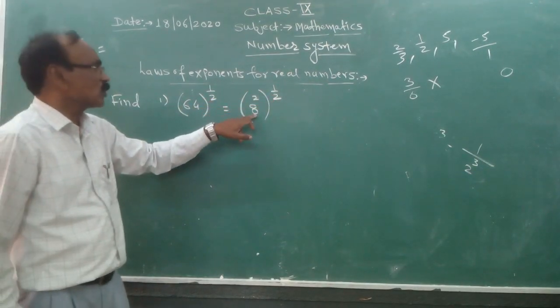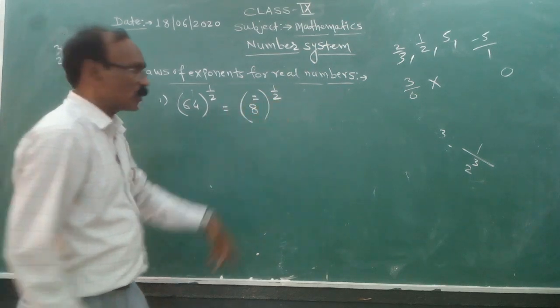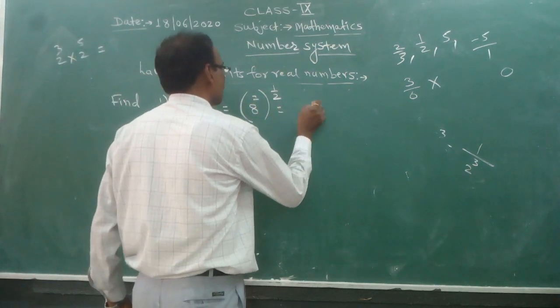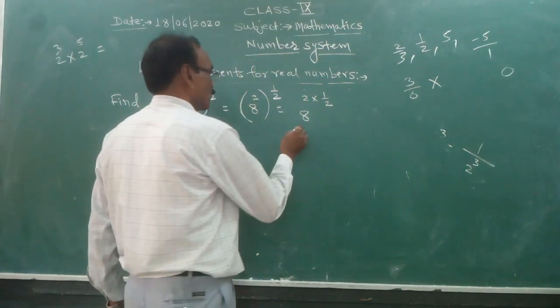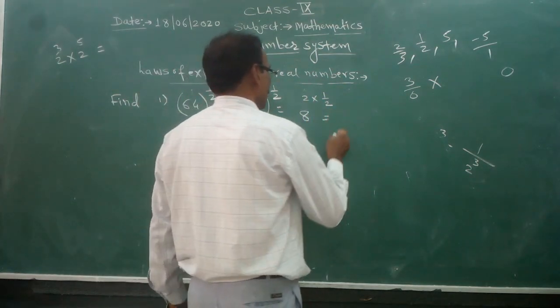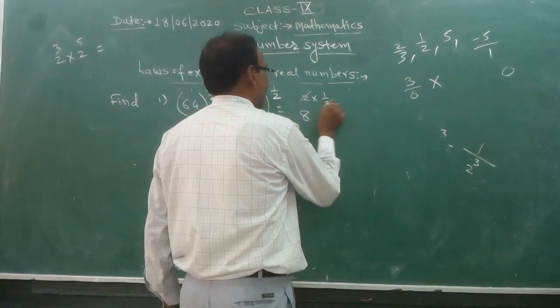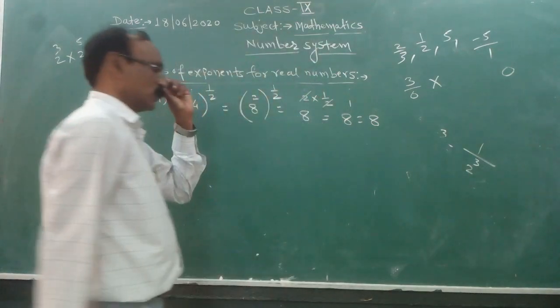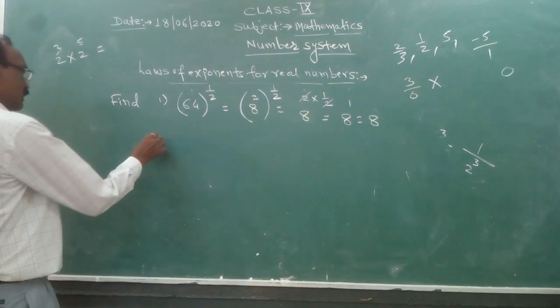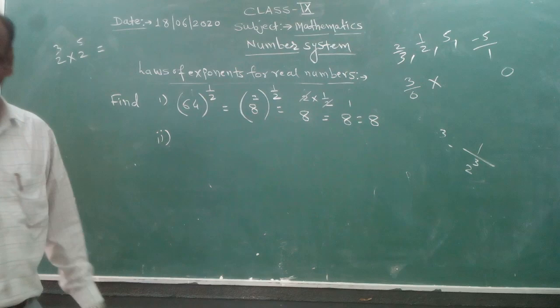Now a raised to the power p whole raised to the power q, so it becomes 8 raised to the power 2 into 1 by 2. So again this 2 will get cancelled. 8 raised to the power 1, that is, the answer is 8. Answer is 8. Take second example.